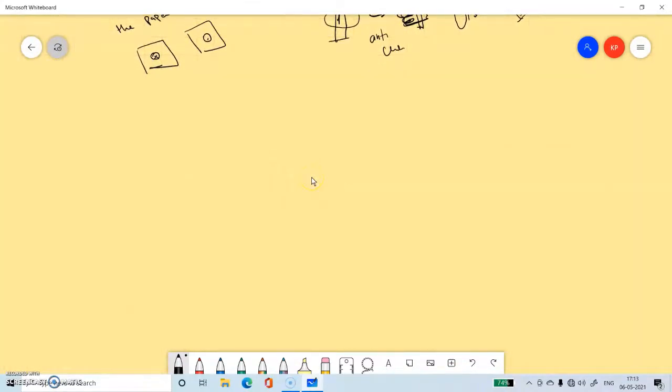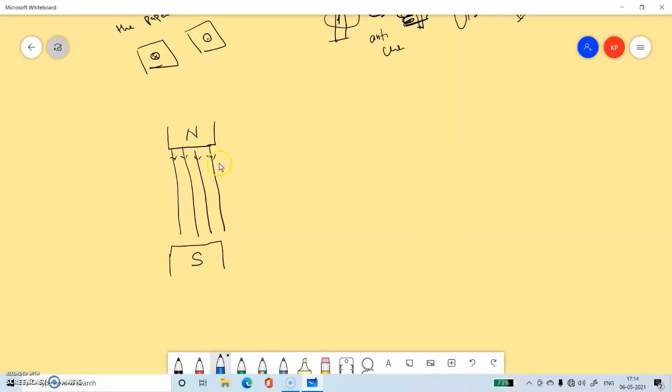Now let us see how force is produced in a current carrying conductor whenever it is placed in a magnetic field. Let us take two magnets, placing the north pole and south pole opposite each other. There will be magnetic lines from the north pole to the south pole. Now I will place a current carrying conductor like this.